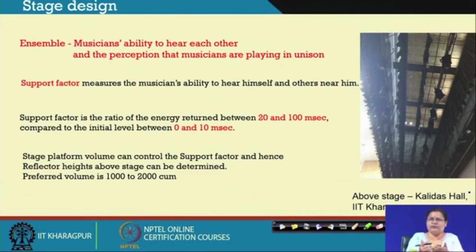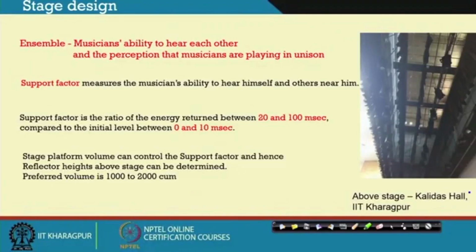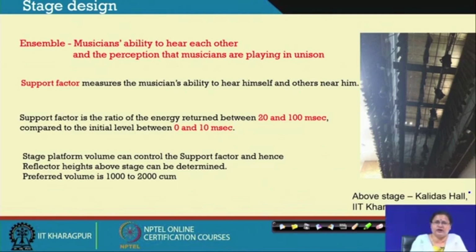Something like -11 to -15 on a comparative scale is required, though you need not calculate all these or get into all these details. But you need to know that ensemble, that is, the performers getting the sound from each other to work in unison, and the audience feeling that everything happening on the stage is in unison, is very much important. And I give you the thumb rule: the preferred volume is 1000 to 2000 cubic meters.